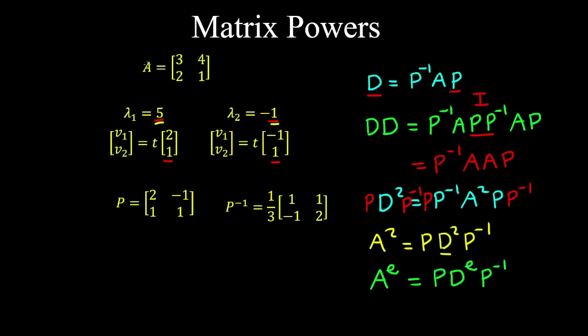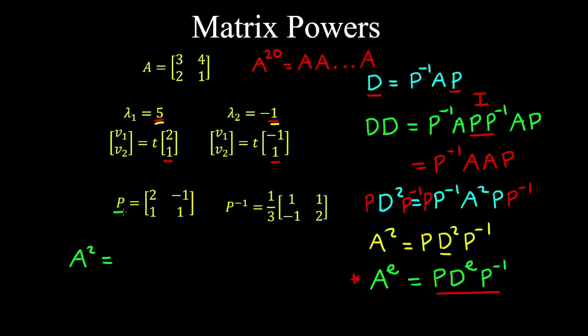So as you can imagine, computing the powers of A, for example A to the power of 20, means we need to multiply A by A and so on 19 times. But in this case, we'd only have 2 matrix multiplications. So for example, let's calculate A squared.